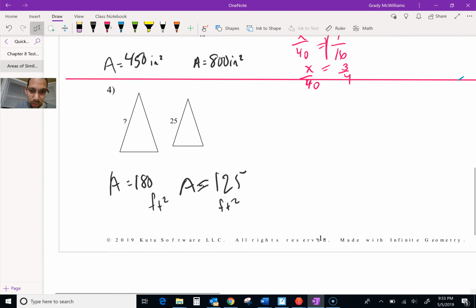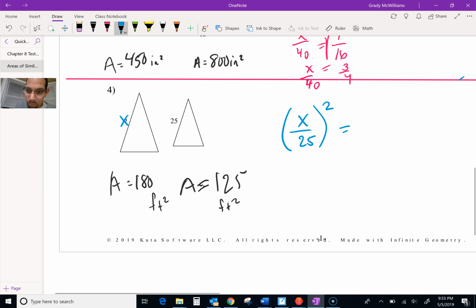Okay, here's another question. Let's set it up. First, we always start with the sides. We know that this is unknown. X matches up with, or corresponds with, 25. We've got to square the sides ratio. That's the most important part of this entire lesson. Square the sides ratio to put it equal to the area ratio.